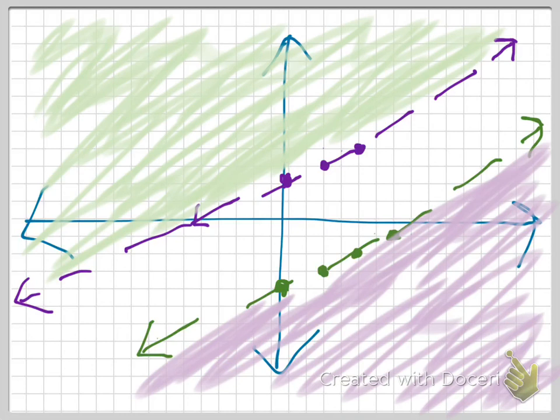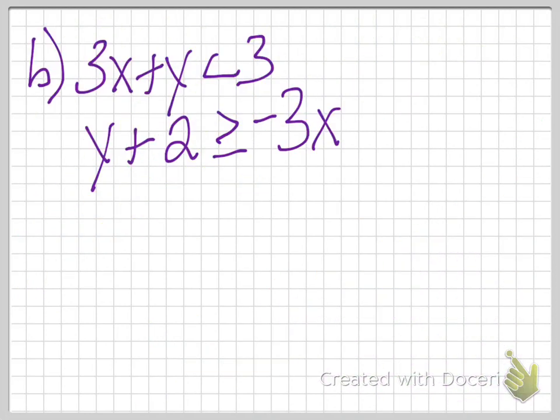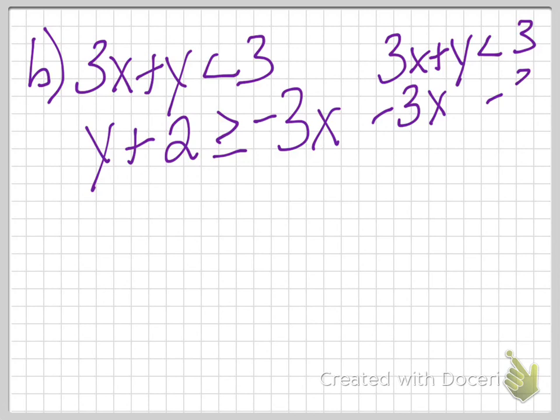Now, as you can probably guess, the next one is going to be a little different than what we have here. On B, they give us these two equations. Now, both of these are going to require attention because neither one is in the y equals mx plus b form. So let's start with the top one. So 3x plus y is less than 3. Move that x first. Very good.